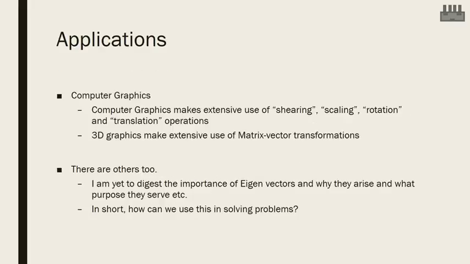So coming to applications, matrix vector products form the most fundamental mechanism of computer graphics, especially for doing a lot of transformations like shearing, scaling, rotation, translation, and others. 3D graphics makes extensive use of matrix transformations. Apart from this, there are several other applications of matrices involving eigenvectors, SVDs, and so on. We'll be covering them in future videos.